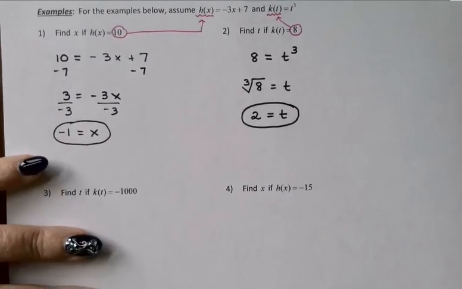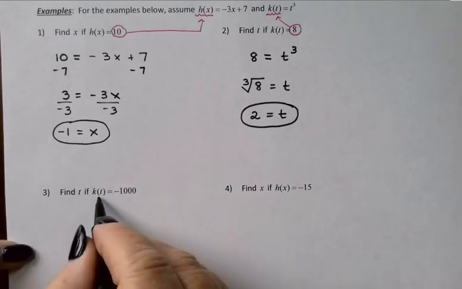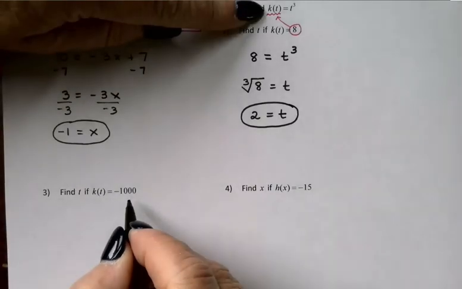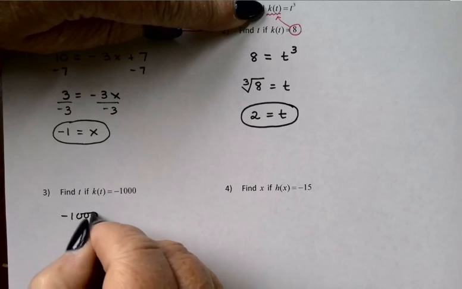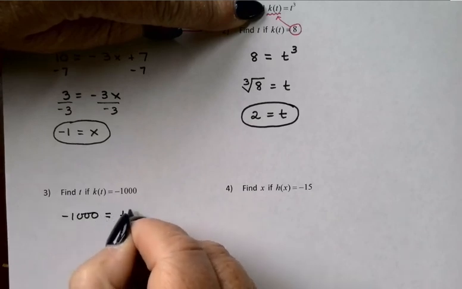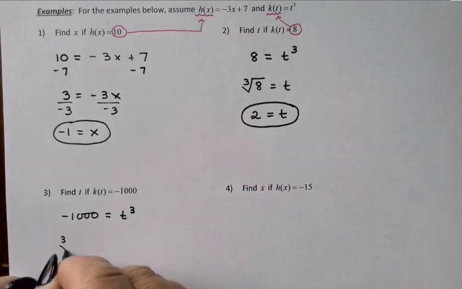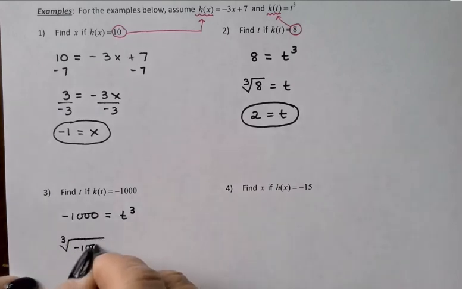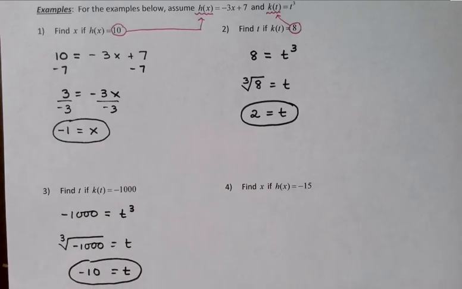Couple more. In number 3, we're to find t given that k of t is negative 1,000. So I'll replace my k of t with negative 1,000. That will equal t cubed. T then is the cubed root of negative 1,000 or negative 10. By the way, notice cubed roots are okay to take when we have a negative value, but not square roots, right?